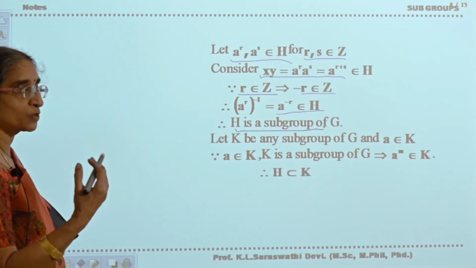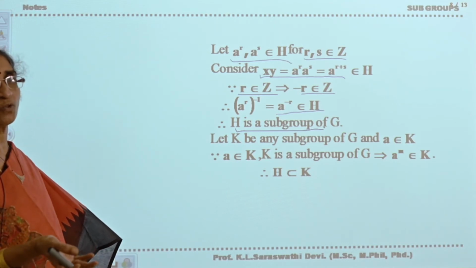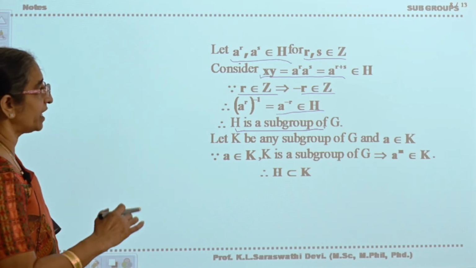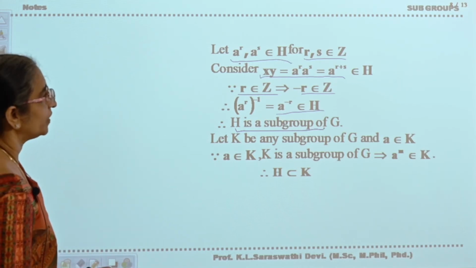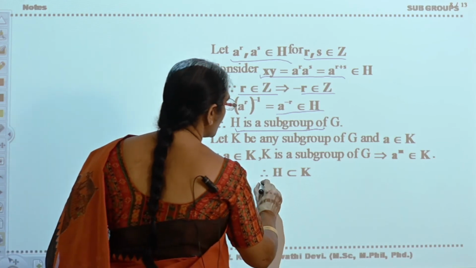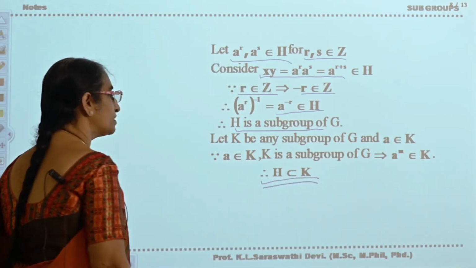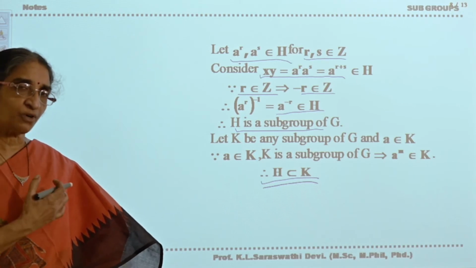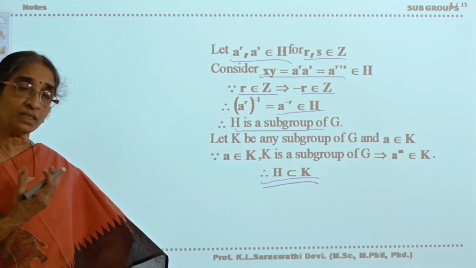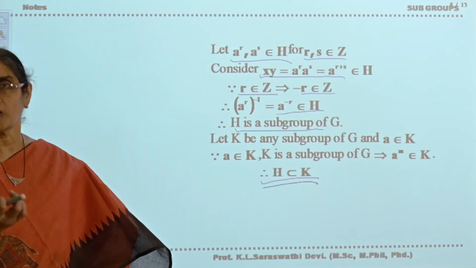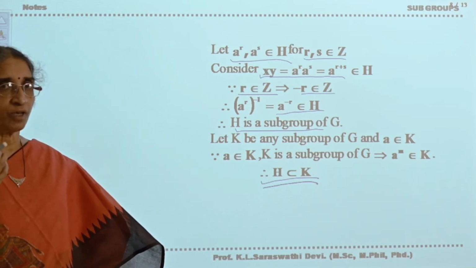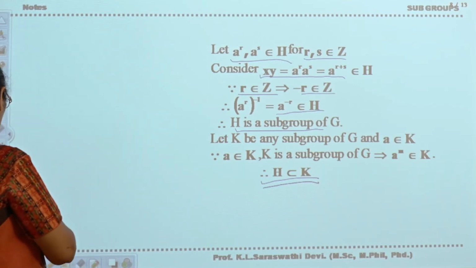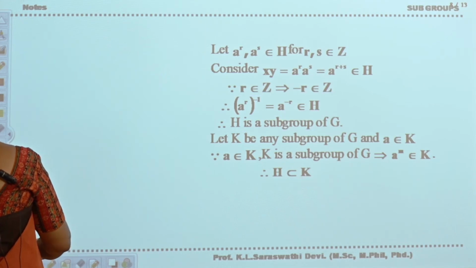A into A belongs to G, A square into A belongs to G, A cube into A belongs to G, like that A power n belongs to K. Therefore, H is a subset of K. These are all only the problems here. If you solve these problems systematically by knowing the logic, your logical thinking will be improved. Okay. Now, see the next one.